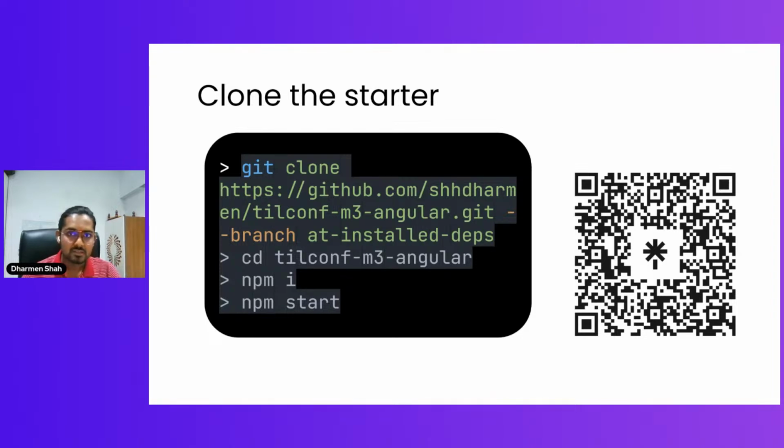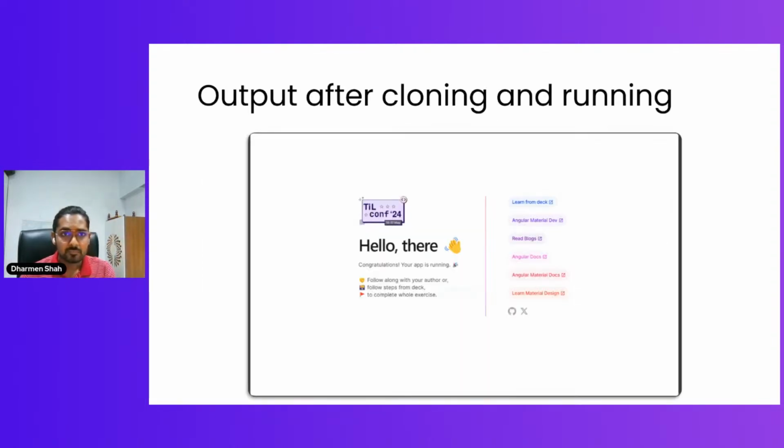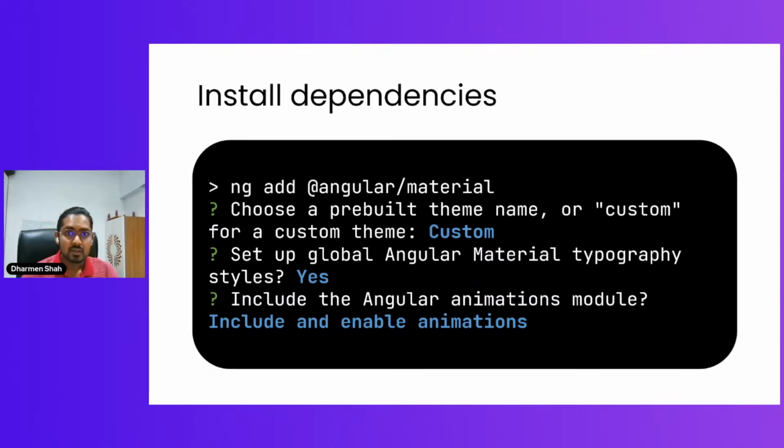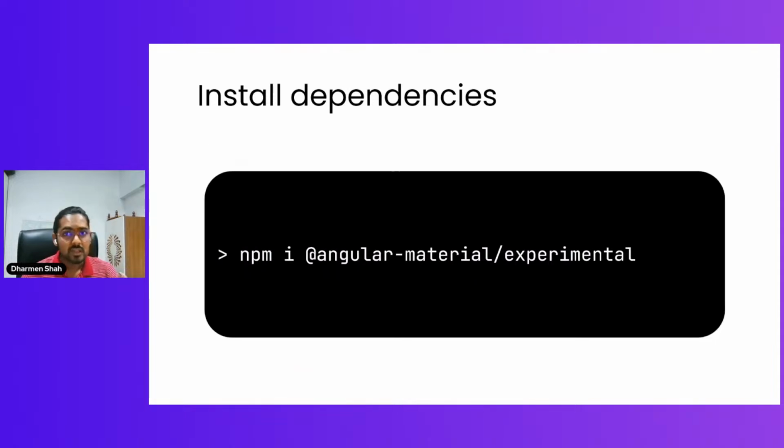Once you have cloned, just switch to the install deps branch, which has all the dependencies installed, Angular Material Experimental, and just switch to the folder, install the dependencies, and start the project. I have already followed all these steps. If you clone, you will receive an output like this. And if you are not cloning, you can follow these quick steps. You can use Angular CLI to generate a new project. You can go into that project and add Angular Material, answer the questions like this, and then install Angular Material Experimental.